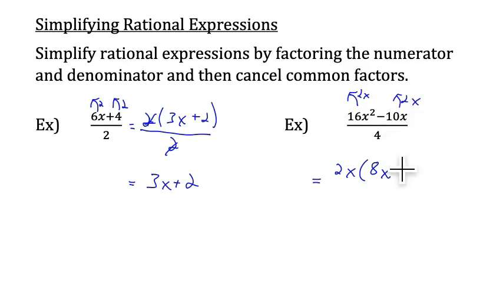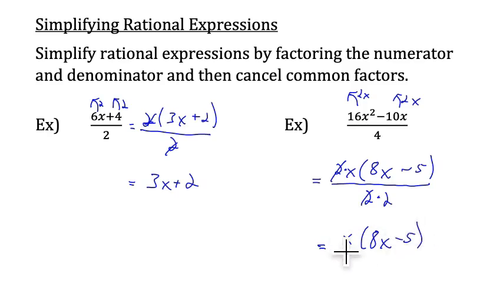So we have minus 5. And that's all over 4. Now we could actually rewrite that 4 as 2 times 2. And this 2x is really 2 times x. So 2 divided by 2 equals 1. We can cancel those out, leaving us with x times 8x minus 5 over 2.